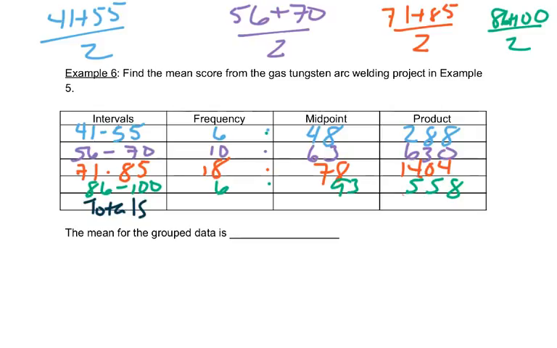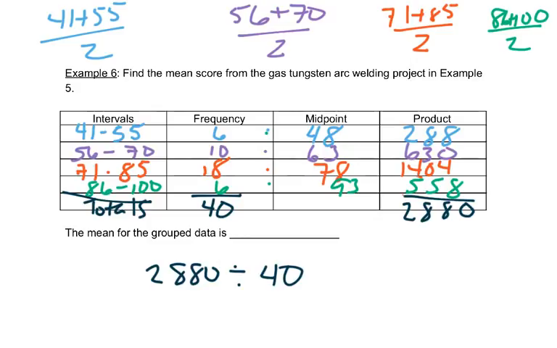So step 4, right above this, tells us to find the sum of the frequencies and write it below the frequency. So the idea here now is that we're going to add up this column and then write it below it. If we add those up, we get 40. And we're going to do the same thing, this is step 5, for the products. And that gives us 2880. So the last step is that we take this product, 2880, and we divide by the total of the frequencies, the 40. And when we do that, we get 72. So 72 is our mean for this group of data.